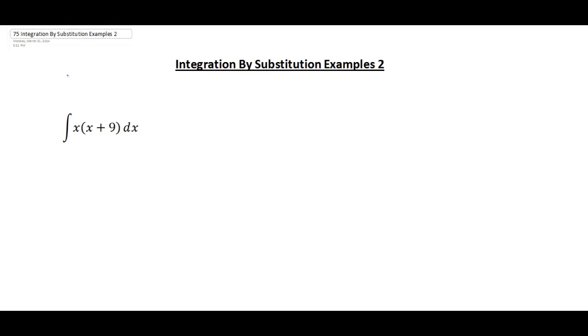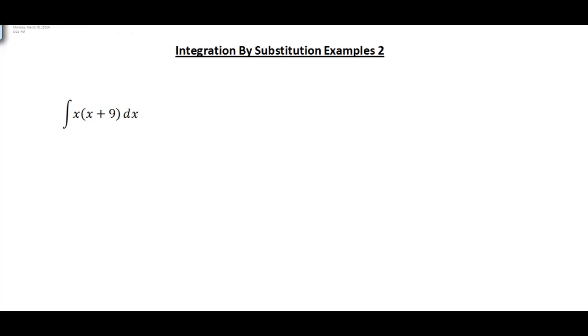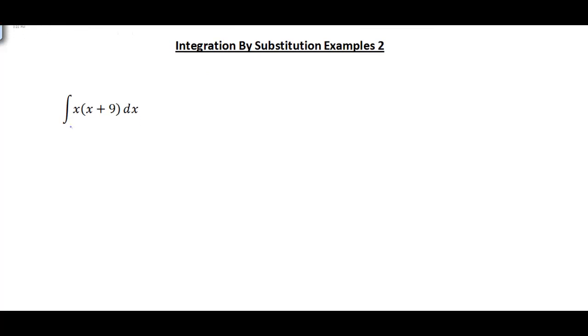Alright, in this video I'm going to look at three more examples of using integration by substitution, or for short, we're looking at using our u substitution here. So I may give you a second here to see if you can integrate this problem. Maybe you want to pause the video and see if you can find the integral of x times x plus 9 dx and see if you can come up with the correct answer.